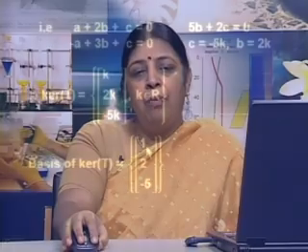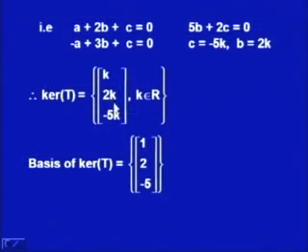So, the basis of kernel T will be (1, 2, minus 5). Any vector of this form can be generated from this. So, kernel T will have vectors of this form which will be generated by this vector. So, this forms a basis of kernel T, and since kernel T involves a vector of this form, we say that this is the basis having only one vector. So, the dimension of kernel T is 1.